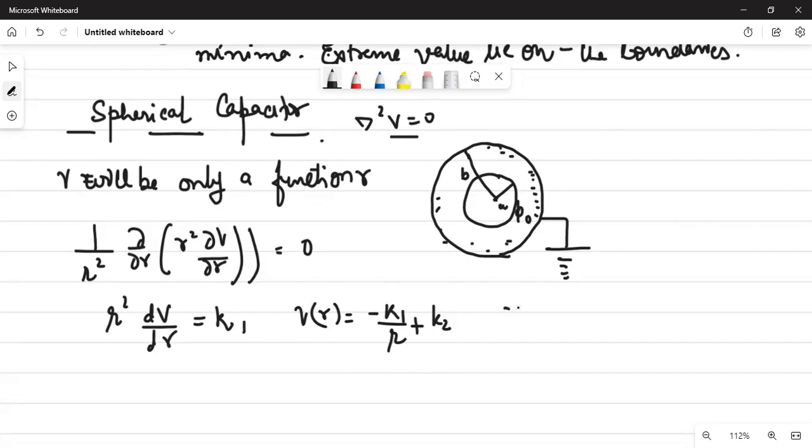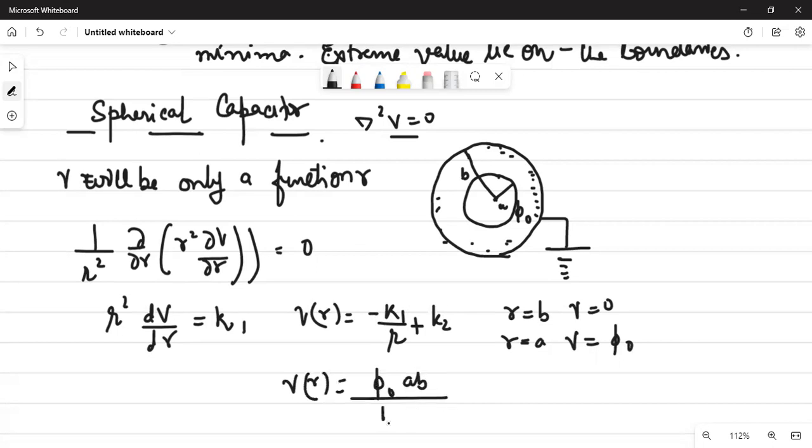And I know that at r equals b, my potential is 0, and at r equals a, my potential is given by phi naught. So if I apply all these conditions, I will be able to find k1 and k2, and the total potential as a function of r, because this is something that I've evaluated already, will be phi naught ab divided by (b minus a), times (1/r minus 1/b). This is something that I'm giving you as homework. You can find it using these conditions. This will be my potential.